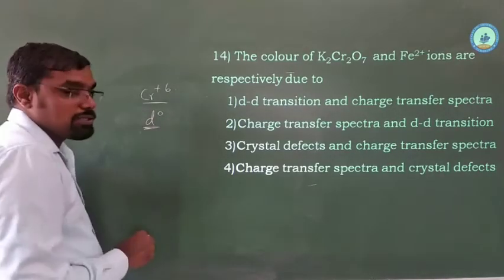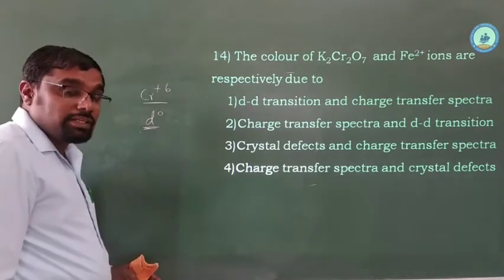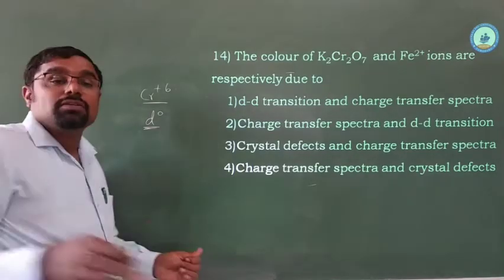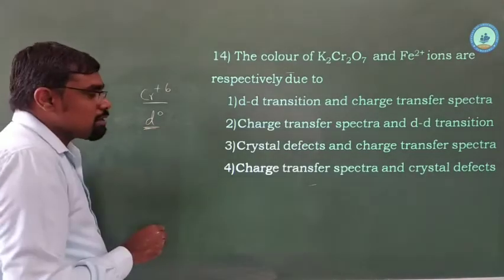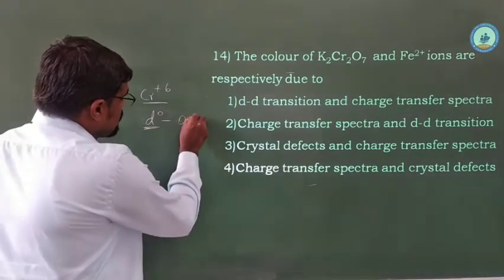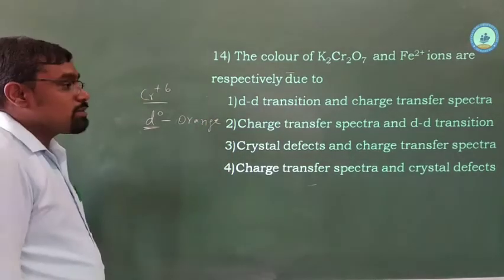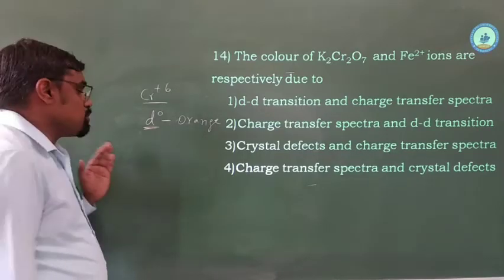present in the d orbital. Already you know what you have studied commonly in theory: when unpaired electrons are present in the d orbitals, then they show color. So here there are no electrons present, but even though it is showing that orange color. Why is it showing that? Because of charge transfer spectra.